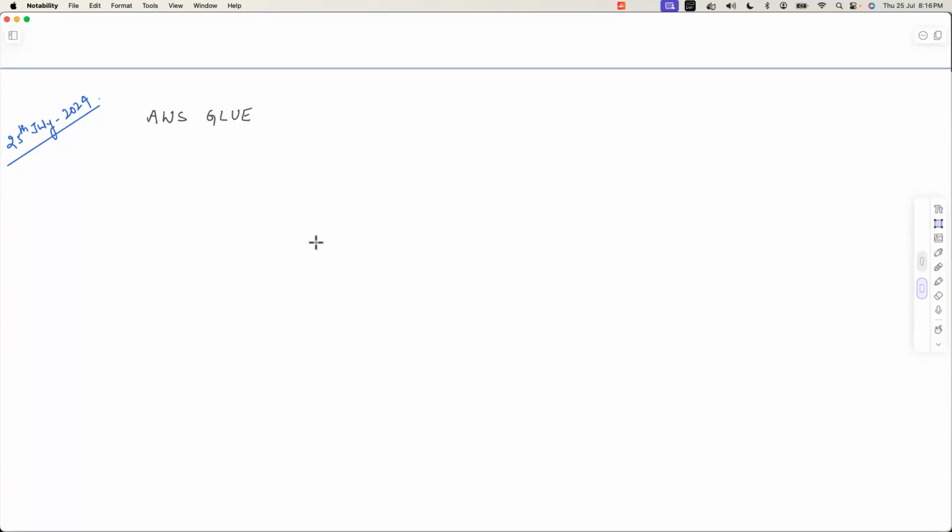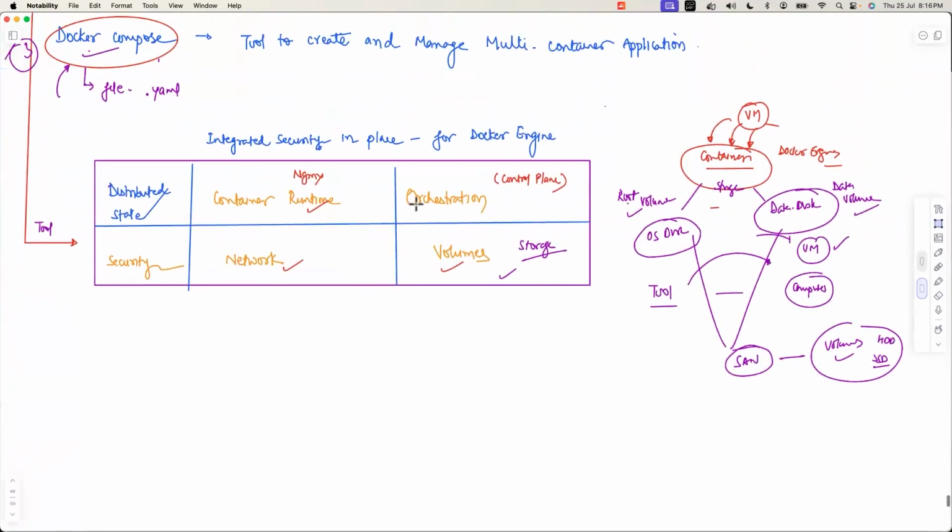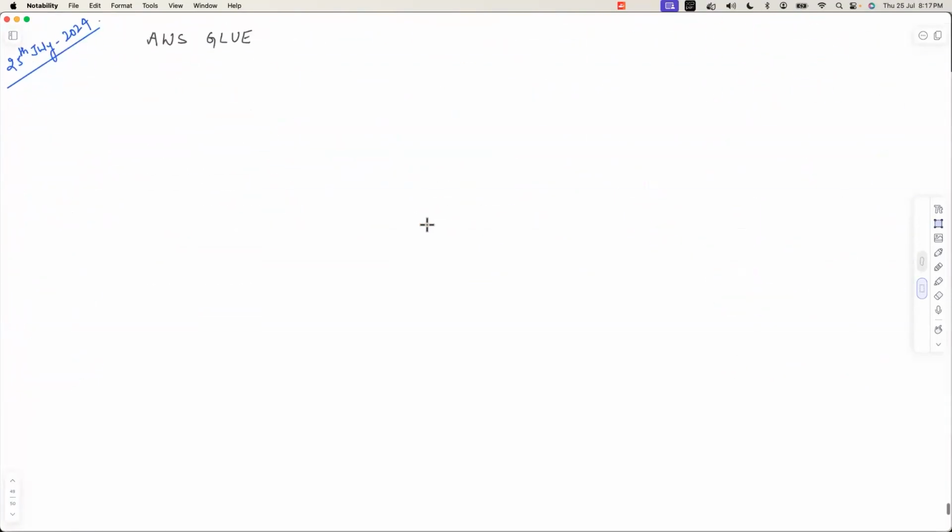But from an isolation level, as soon as you move more towards the physical server, that is where you get the higher isolation. The closer you are to the physical server, the higher the isolation. Is it fine?